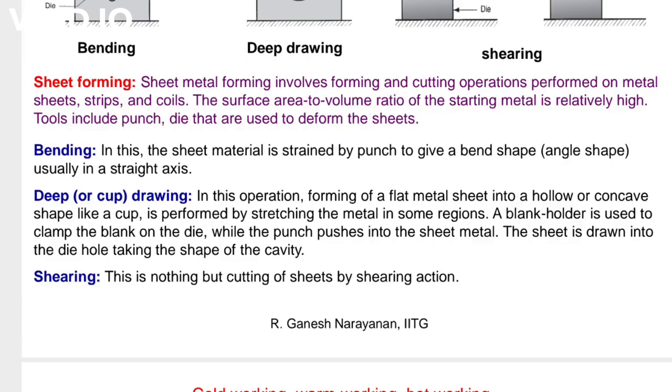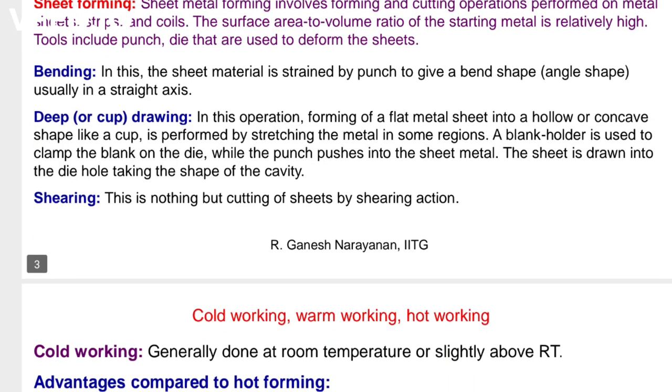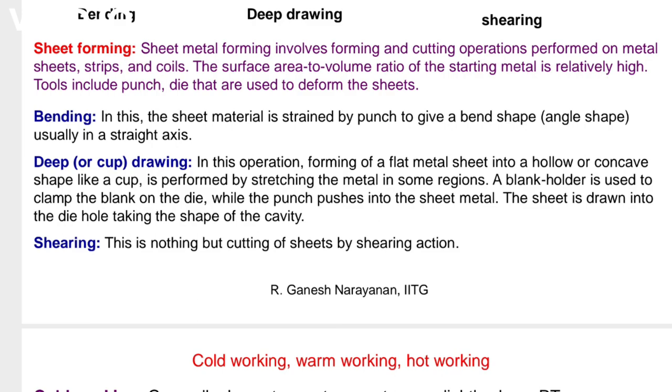Shearing. This is nothing but cutting the sheets by shearing action. This is the part where we have seen the forming processes in manufacturing processes.